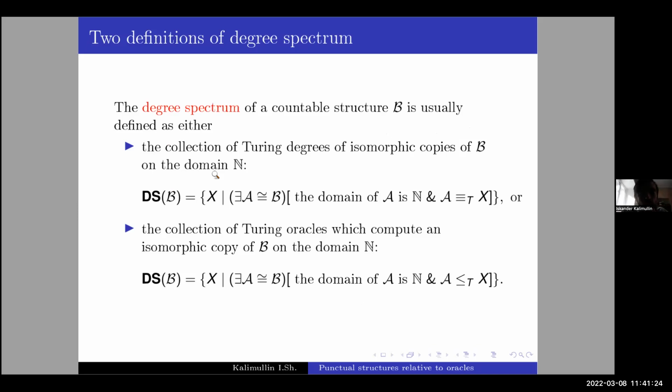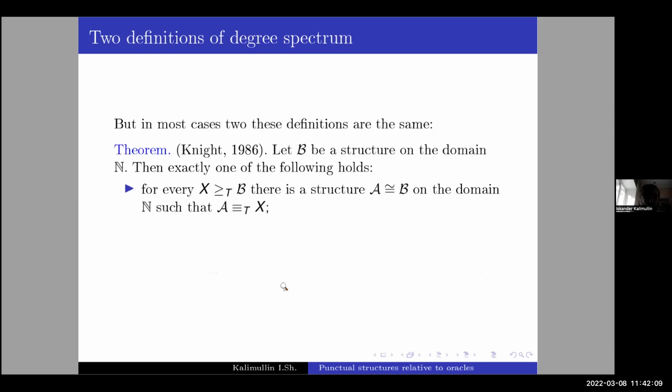Another typical approach is to define the degree spectrum as the upper closure of the first definition: all Turing oracles which compute an isomorphic copy of B on the domain N. So it's all oracles which can compute something isomorphic to B. These definitions are very closely related, and in most cases they produce one class because of a result of Julia Knight from 1968.